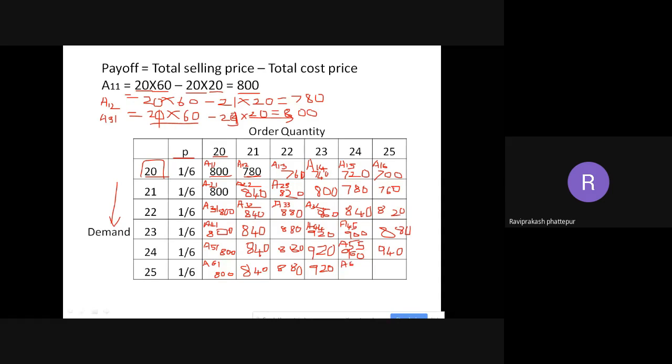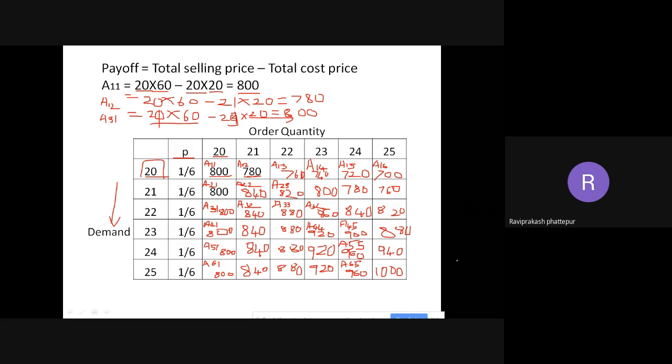A65, what is the value here? 960. 960? Yes. Because I am only buying 24, even though my demand is 25, I can sell only 24. Last one, A66, what is the value here? I am buying 25, I am selling 25. 1000. 1000. Yes, correct. So any difficulty here, anyone?